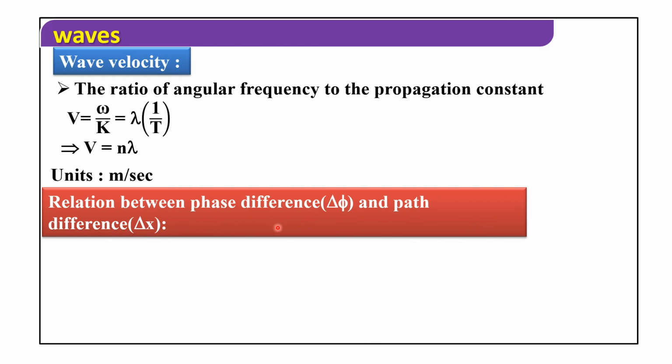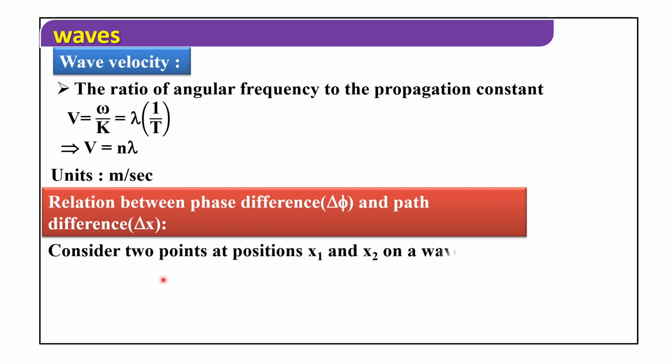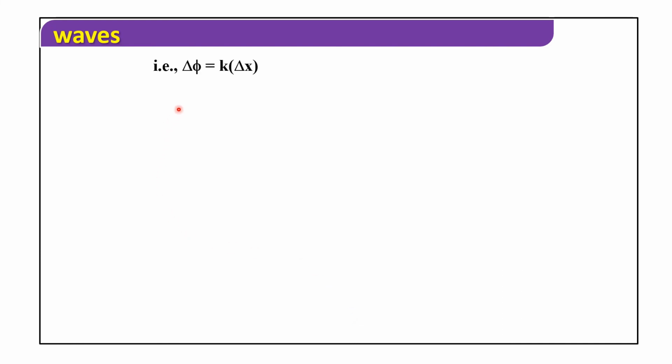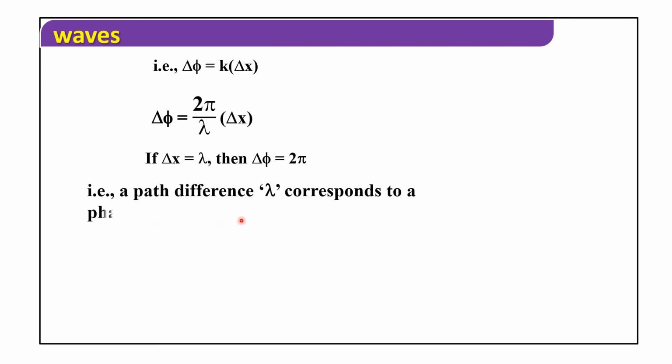Relation between phase difference delta phi and path difference delta x. Let us discuss. Consider 2 points at positions x1 and x2 on a wave at a given instant. Then phi 1 is equal to omega t minus kx1 and phi 2 is equal to omega t minus kx2. So, phi 1 minus phi 2 is equal to k of x2 minus x1. Delta phi is equal to k of delta x. Delta phi is equal to 2 pi by lambda into delta x. If delta x is equal to lambda, then delta phi is equal to 2 pi. So, a path difference lambda corresponds to a phase change of 2 pi radians.